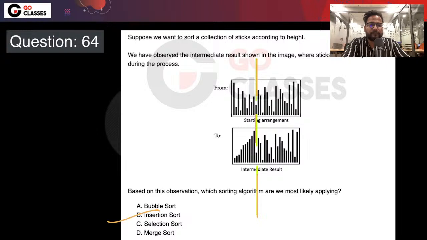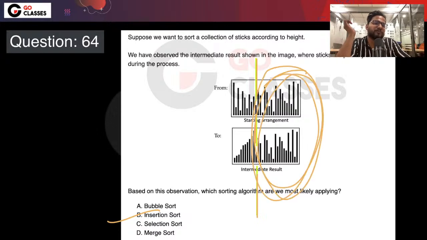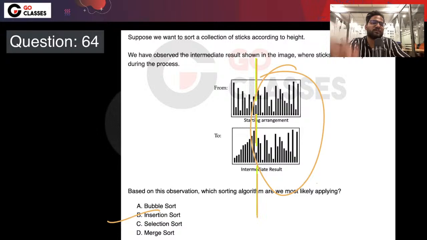Why not bubble sort? Bubble sort will keep on shuffling, right? It will not make sure that this part is 100% sorted. Even if it does, bubble sort will change something here. It is not changing anything on this segment, but bubble sort will be bubbling on that segment also.